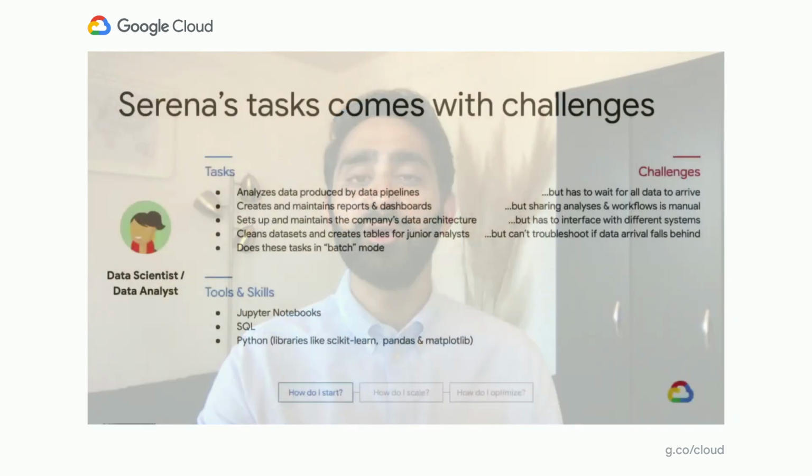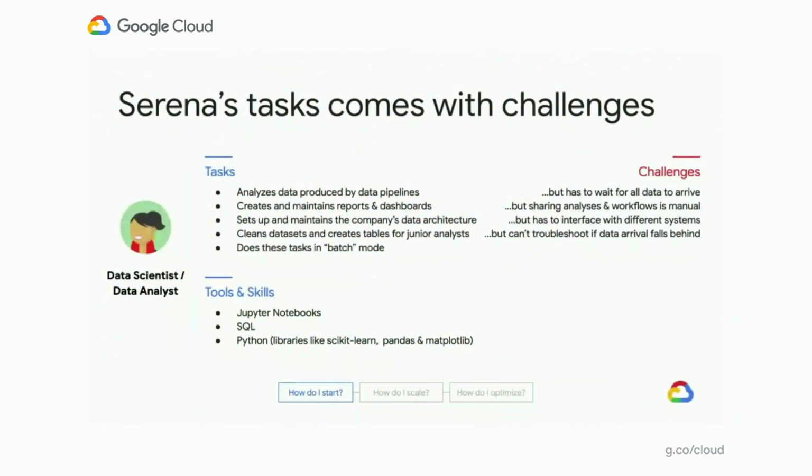But Serena's tasks come with challenges. She has to run these analyses on a scheduled basis, whether that be daily, weekly, monthly, and that creates a fair bit of manual toil. She has to interface with a number of different production systems, some of which she's not familiar with. And sharing pipeline code is manual and subject to human error. And then if data doesn't arrive on time, she doesn't have the skills to optimize and troubleshoot if necessary.